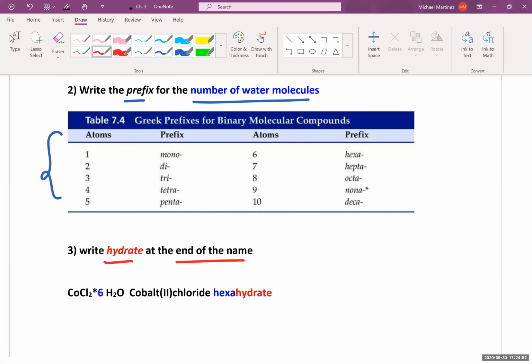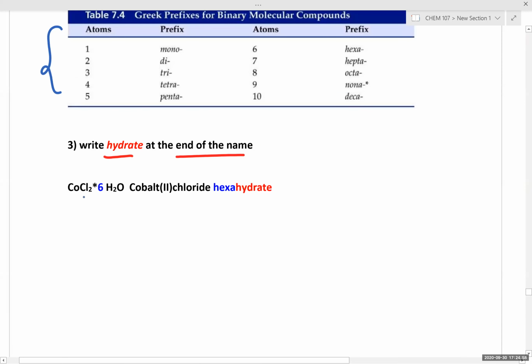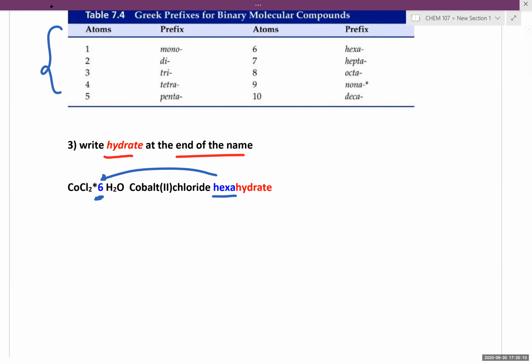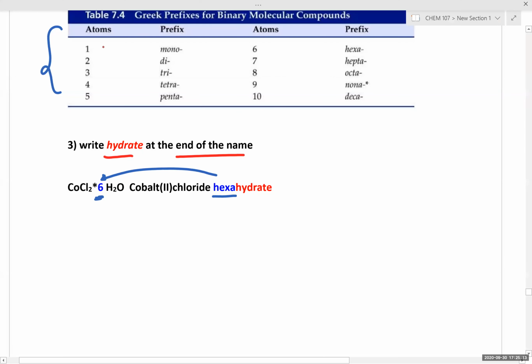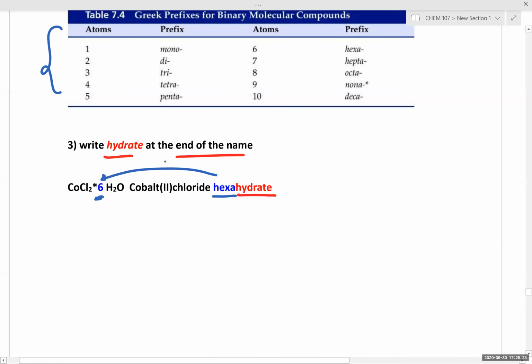So just to show everyone how this works out in practice, first, if we look at the formula for cobalt chloride dot 6H2O, or hexahydrate, we put a prefix of hexa because we have 6 water molecules. And then because we have associated water molecules as part of the chemical formula, we end the name with hydrate. So this would be cobalt 2 chloride hexahydrate. Does this make sense to everyone? Does this naming process make sense to everyone? Any questions so far that I can address?